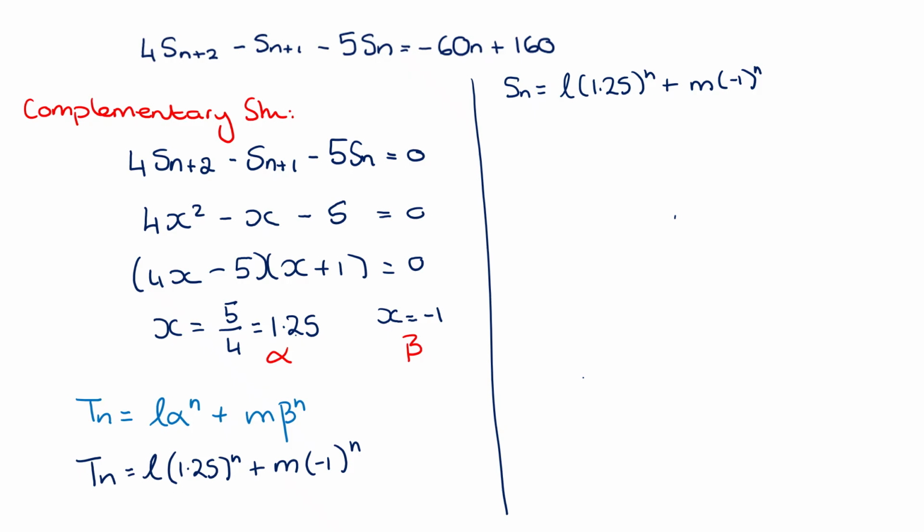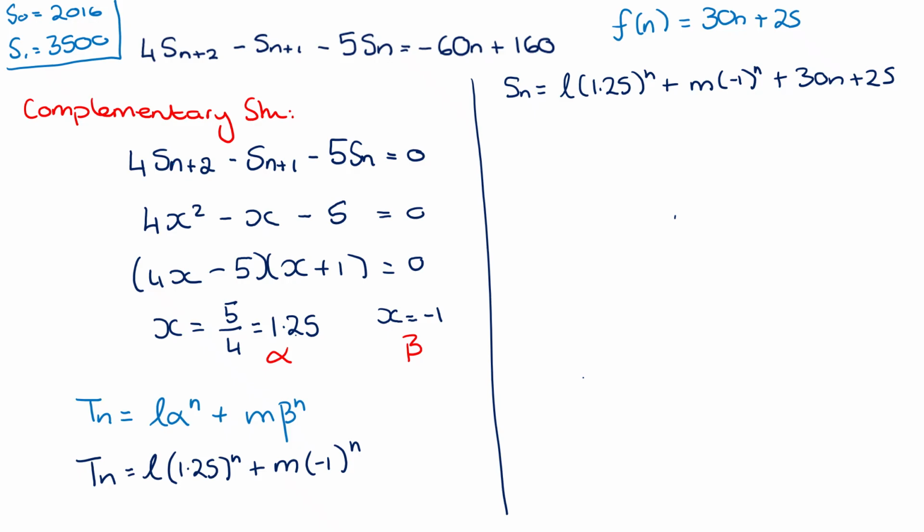Plus, don't forget, we already have our f n. I should have pulled that up from before. So that is 30n plus 25. So we're going to pop that here at the end. Plus 30n plus 25. And there were also two little bits of information that we needed to remember. So S0 was 2016 and S1 worked out as 3,500. So we'll need that to do our substitution here.